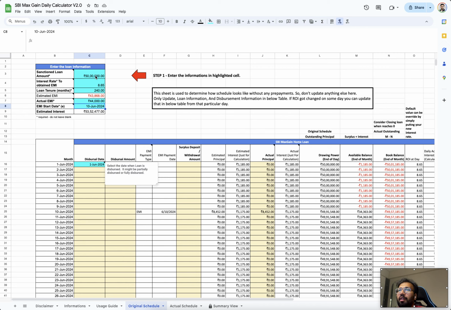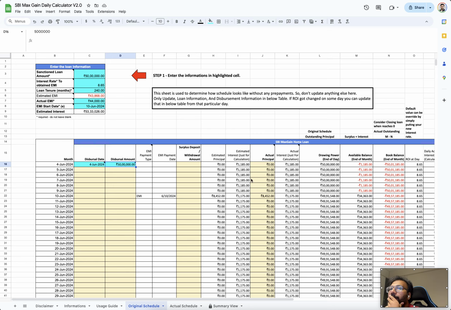Now, next thing would be your disbursement date. Okay, so when does your sanction amount get disbursed? So if it got disbursed, let's say instead of 1st June, let's say it is getting disbursed on 4th June, right? So on 4th June your loan amount 50 lakh is given to you, and the day the loan amount is given to you, the interest will be starting, right?